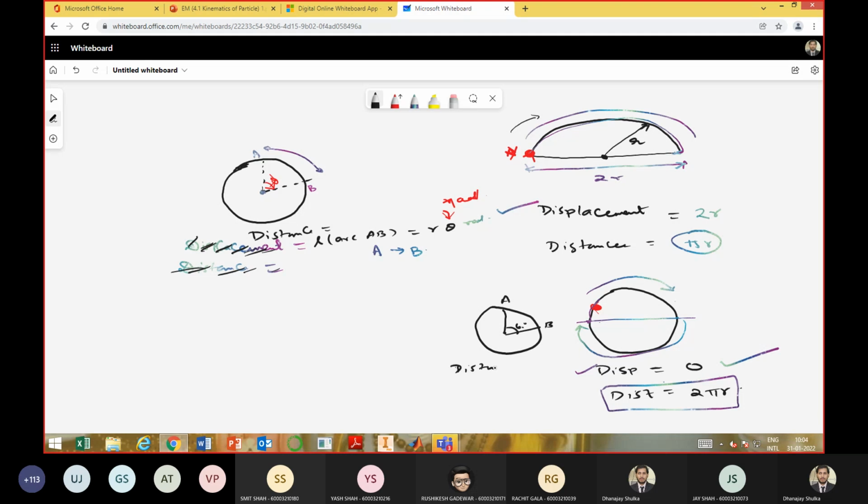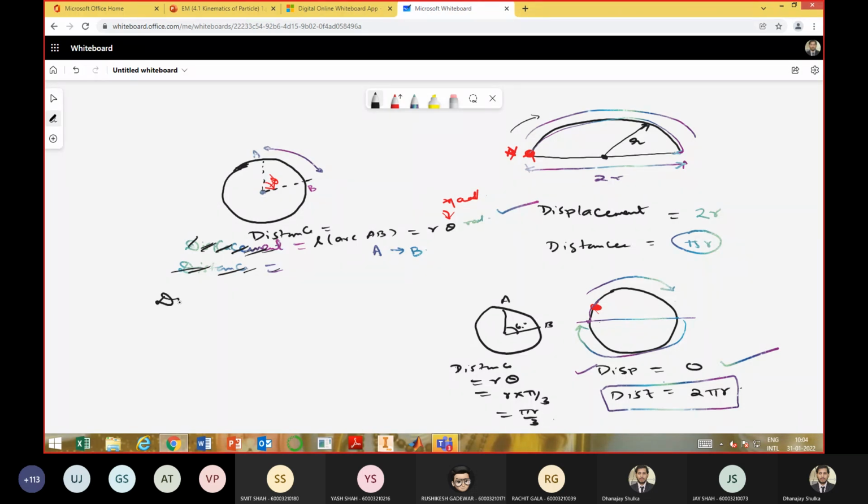Distance will be r into theta. Theta is 60 degrees, so this will be in radians. r into 60 degrees means pi by 3, so the value that comes is pi r by 3. So this is the distance covered by the particle.